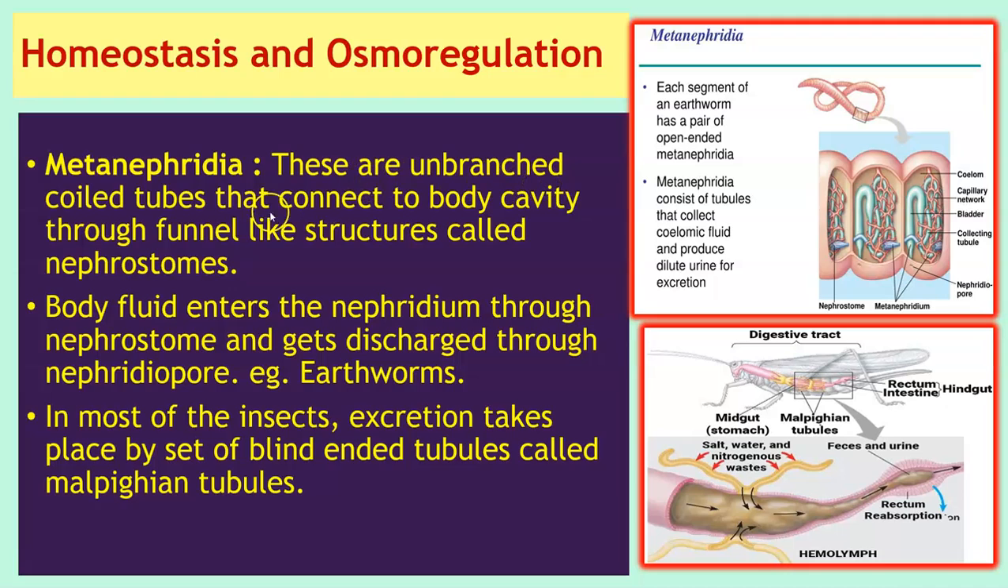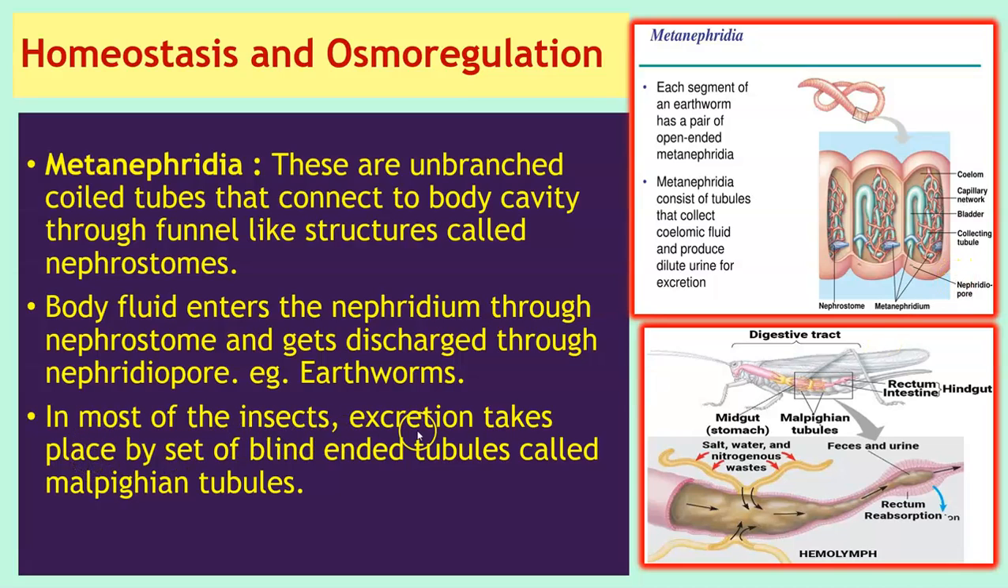Metanephridia, these are unbranched coiled tubes that connect to the body cavity through a funnel-like structure called nephrostome. Body fluid enters the nephridium through the nephrostome and gets discharged through the nephridiopores. Example, earthworm. Here you can see this is an image of the nephridiopore and the nephridium of the earthworm.